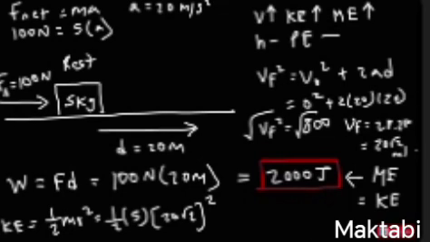So 20 root 2, if you square that, that's going to give you 800. Half of 800 is 400. And if you multiply 400 by 5, that will give you 2,000 joules, which is the kinetic energy and also the mechanical energy of this block. Now let's work on some practice problems.